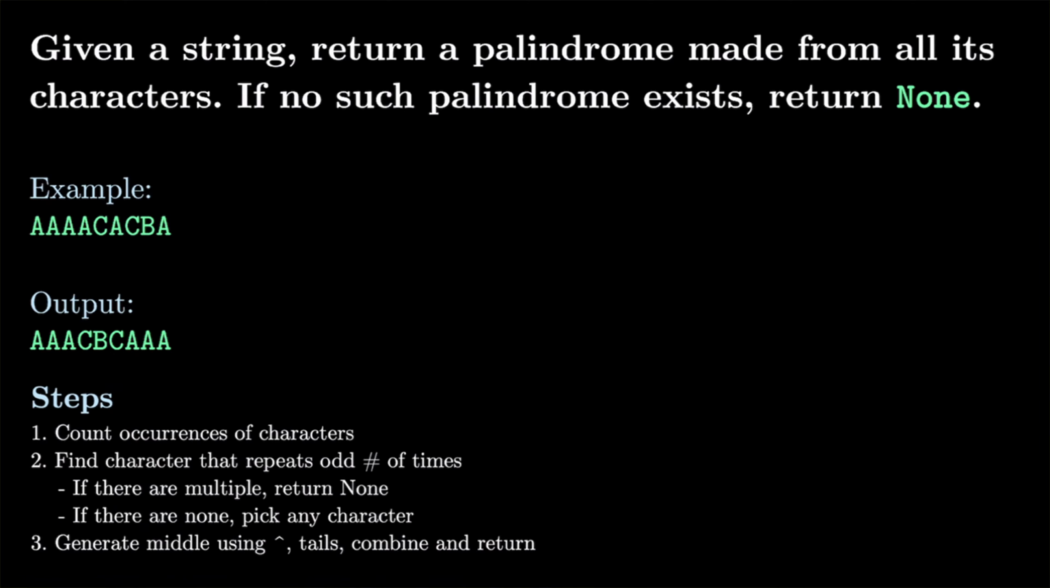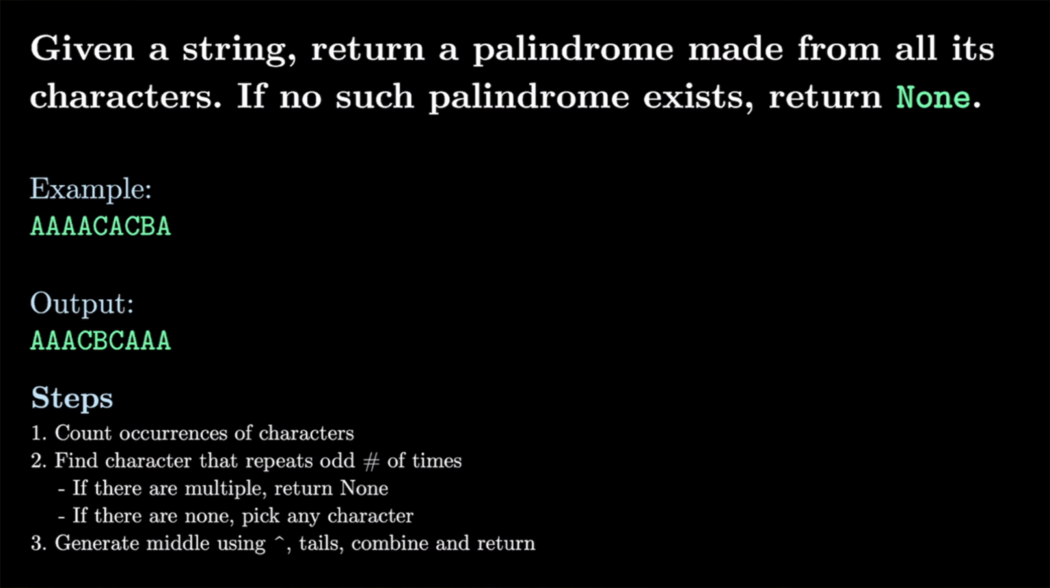But if there are no characters that repeat an odd number of times, then that's perfectly fine, because we might have a palindrome of even length or odd length. It doesn't matter, as long as there's no more than one such character. And finally, we generate a middle using that character that repeats an odd number of times, and then we generate a tail that uses the rest of the characters, and then we duplicate that tail on the other side, and that generates our palindrome. So let's test this out with this example.